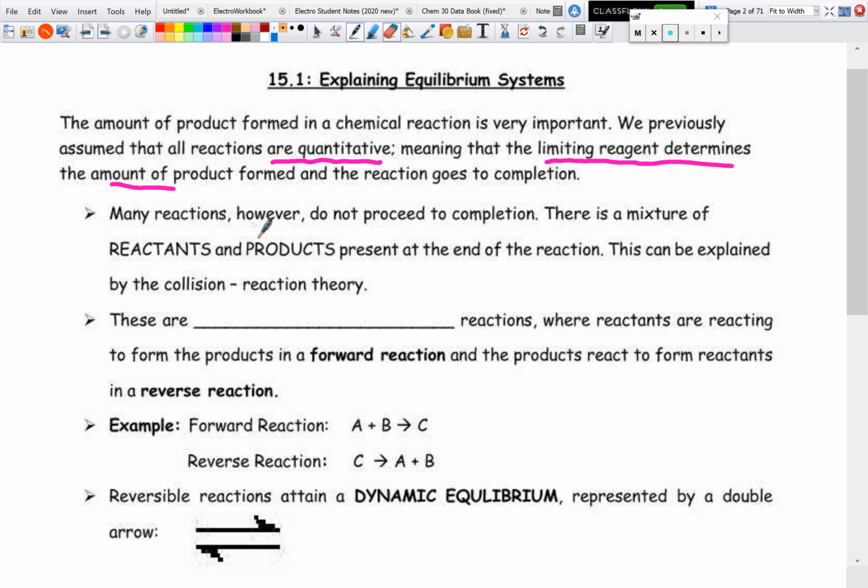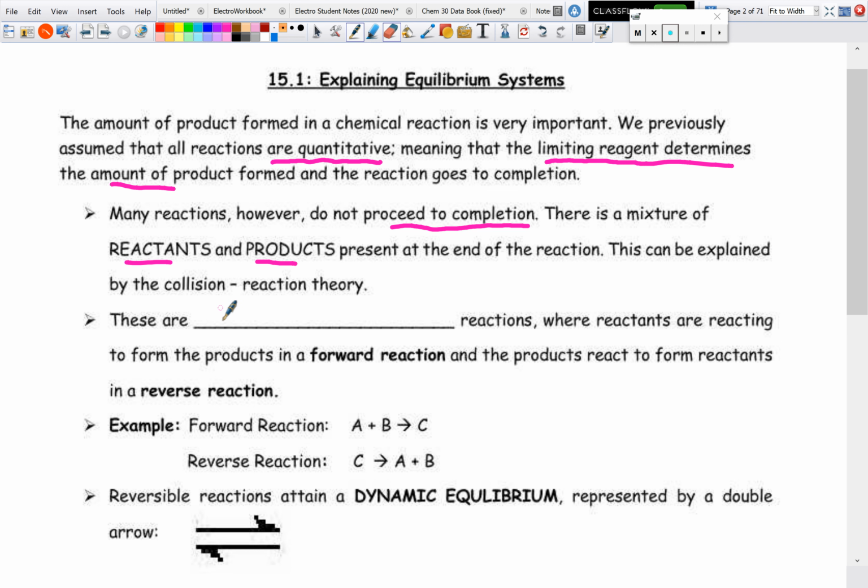Now, however, many reactions do not proceed to completion. That means there's going to be a mixture of reactants and products present at the end of the reaction, and this of course can be explained using the collision reaction theory. As we know, things actually need to collide in order to react, so as all the reactants are being consumed and there's not a lot left, it's very hard for those reactants to find each other, and of course the products can also collide with each other and react as well.